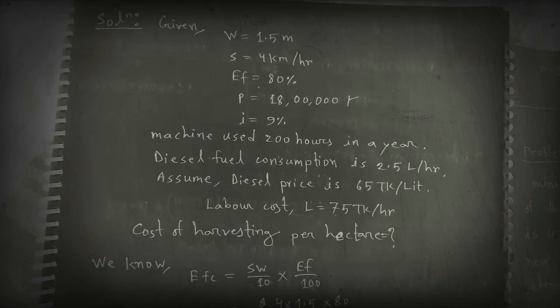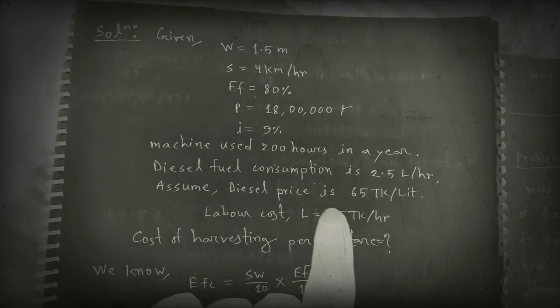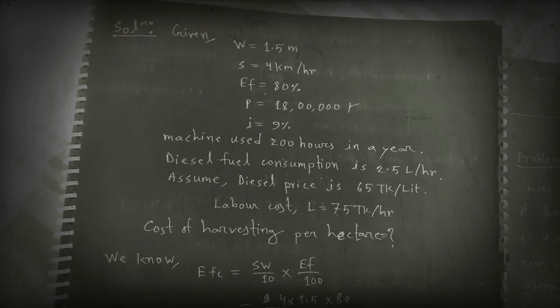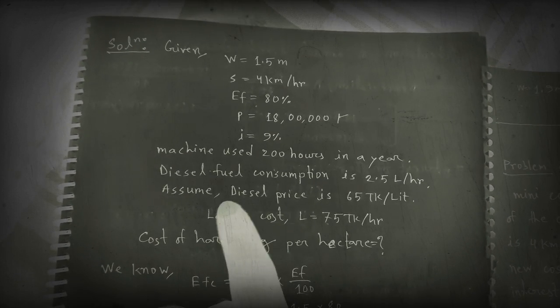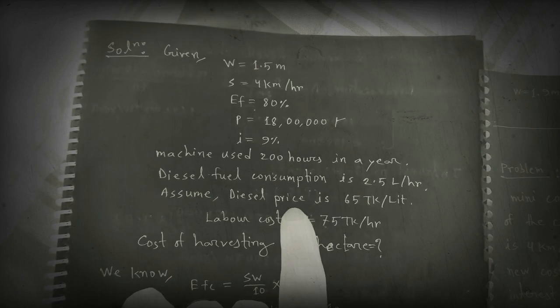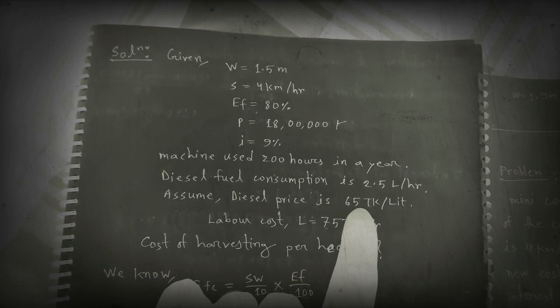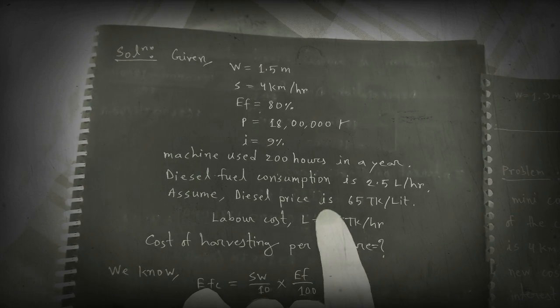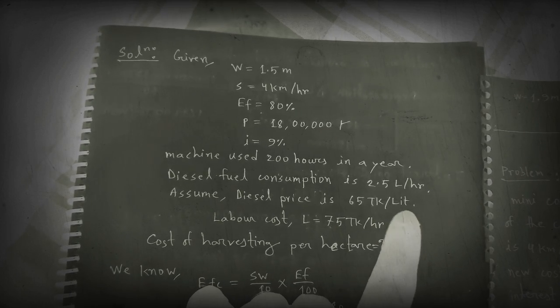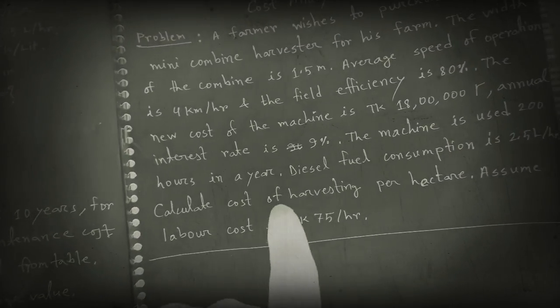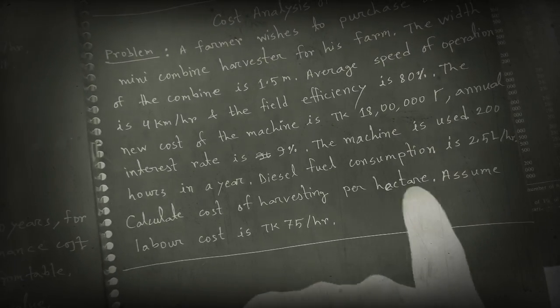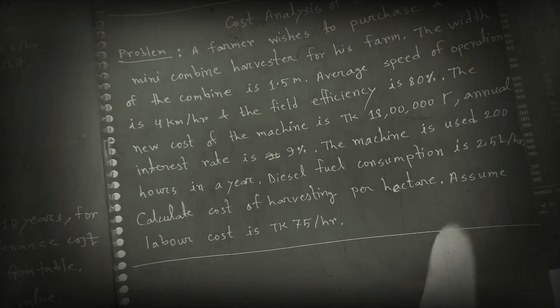Okay, but the math doesn't give the price of diesel fuel, so we have to assume the price of diesel fuel in Bangladesh is 65 taka per liter. Okay, 65 taka per liter. So we have to calculate the cost of harvesting per hectare.